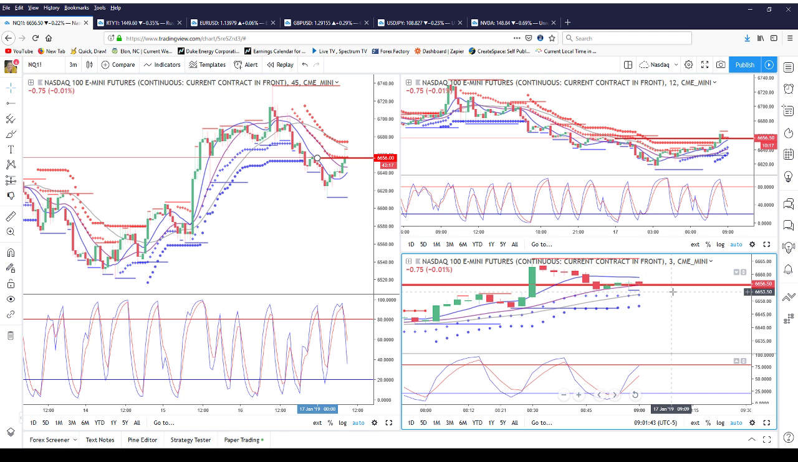I do not want to see this low hold on the NASDAQ. I can easily just scrape this trade for a very small profit on a binary versus losing the $40 on the binary.